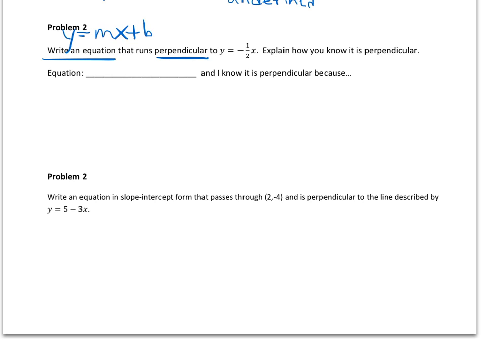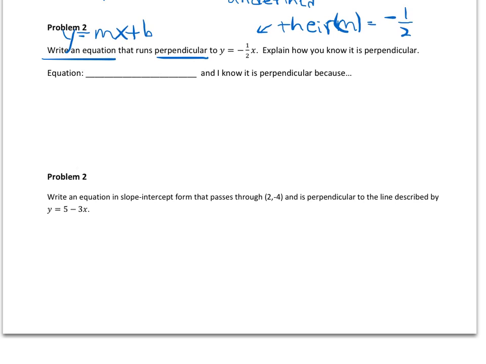Perpendicular line. So that's their equation, right? Well, what's their m? Okay, their m is negative 1/2. Now, what do I know about my m if my line is perpendicular to theirs? Well, I know that my slope has to be the opposite reciprocal. So what's the opposite reciprocal of negative 1/2? Well, you flip the fraction, so it would be 2/1.